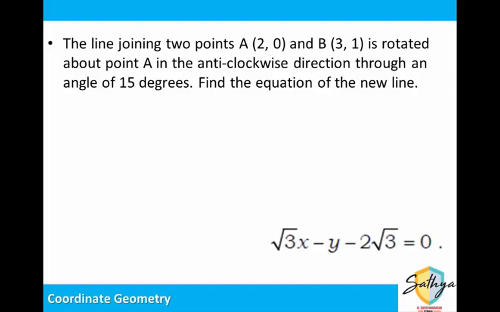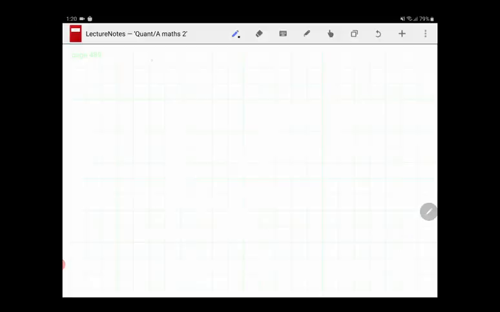Let's do another interesting problem. It is said that the line joining the 2 points (2, 0) and (3, 1) is rotated about the point A in the anticlockwise direction through an angle of 15 degrees. You have to find the equation of the new line. So the original line was passing through (2, 0) and (3, 1).